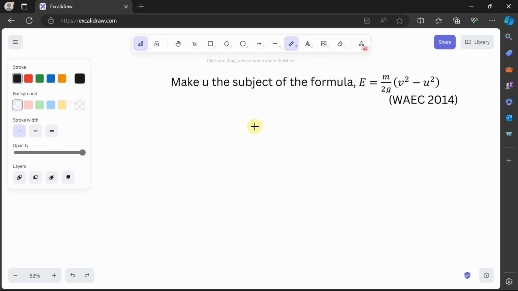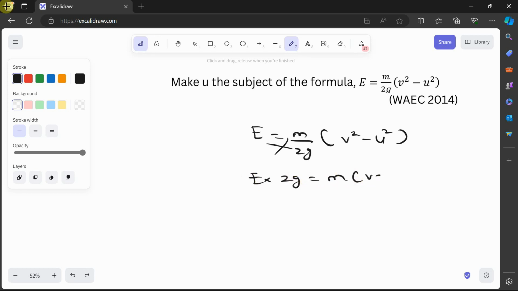So we have E is equal to m over 2g open brackets v squared minus u squared, right? We want to make m the subject of the formula. So the first thing is that we can maybe cross multiply. So if I cross multiply, this will be E times 2g is equal to m open brackets v squared minus u squared. So this is 2Eg is equal to m open brackets v squared minus u squared.